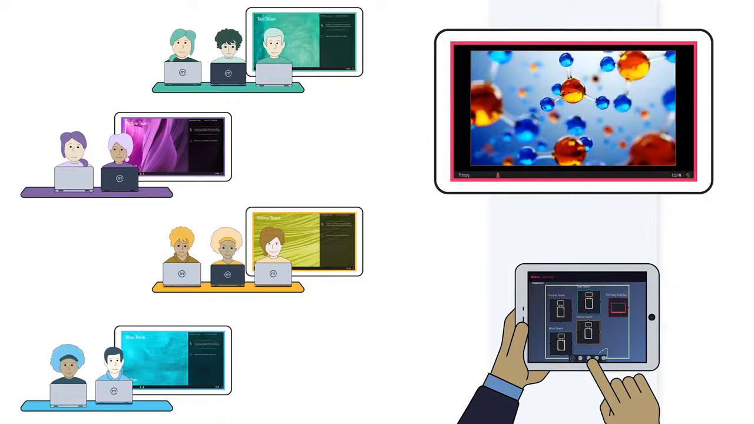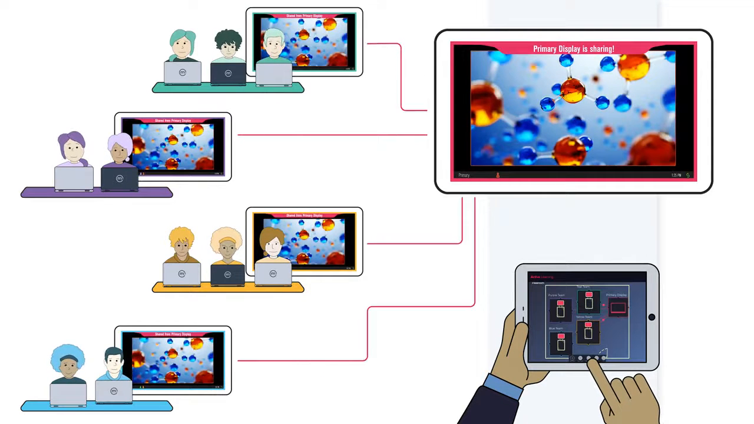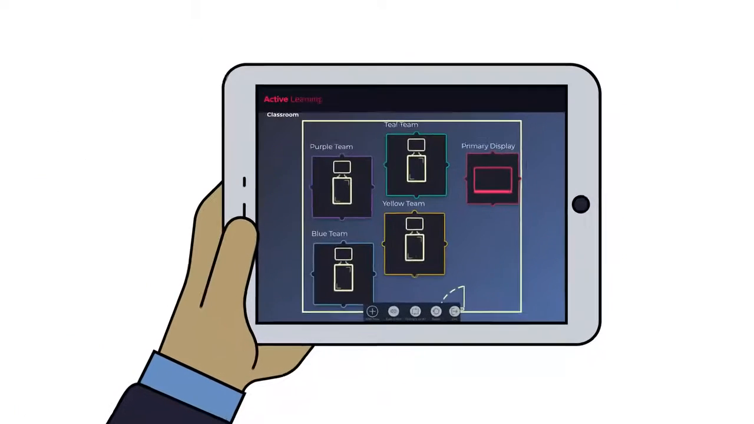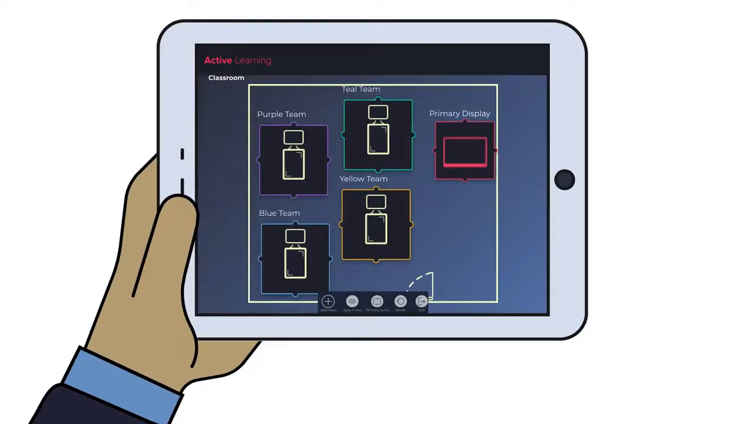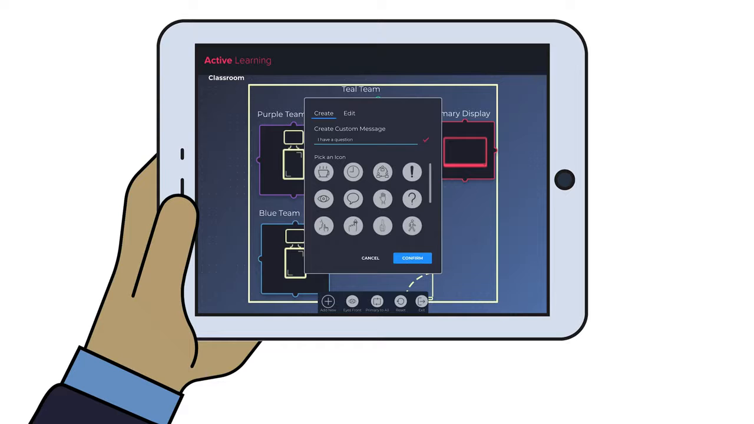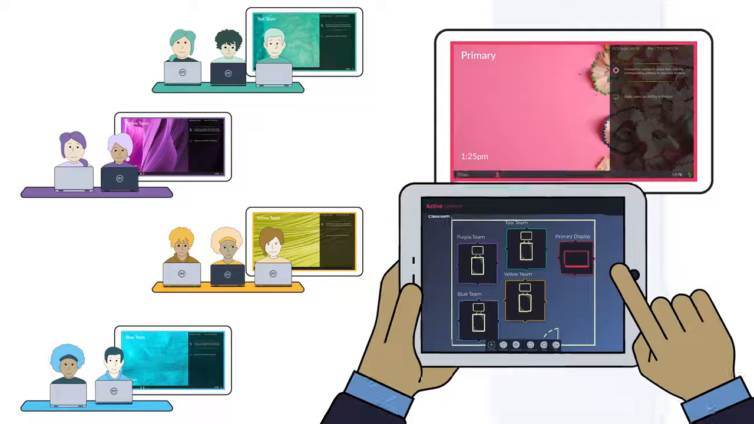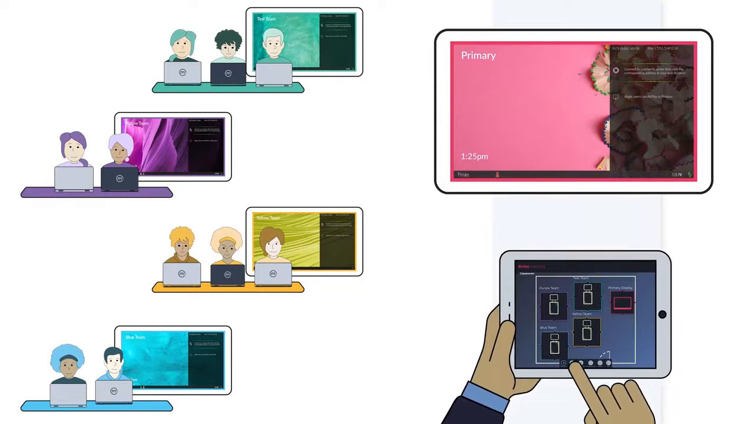One-to-many routing allows the facilitator to focus the entire classroom on a single topic, such as a presentation, image, or even a 4K video clip. In addition to video routing capabilities, Solstice Active Learning includes powerful student-teacher engagement tools, such as customizable on-demand messaging so facilitators can easily communicate to team tables and guide them through lesson plans.